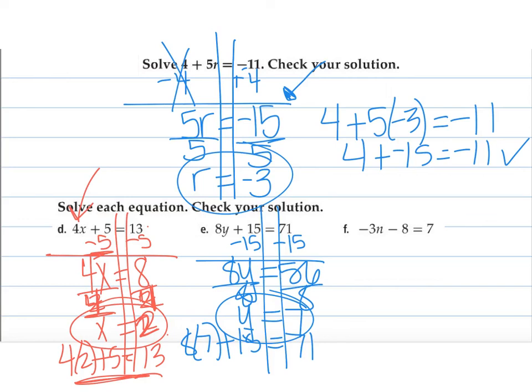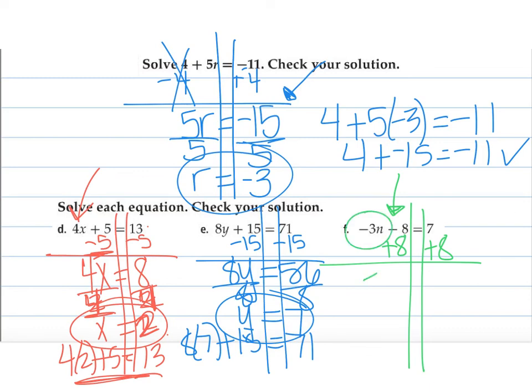Last one, negative 3n minus 8 equals 7. So I first have to get rid of this subtracting 8. So I'm going to do adding 8, not adding negative 8. I'm just literally changing the operation, and that's it. Subtracting 8 and adding 8 gets me to 0. So that's why I'm keeping the number the same, just changing the operation. My negative 3n stays exactly the same, so that gets brought down. Negative 3n equals 15.